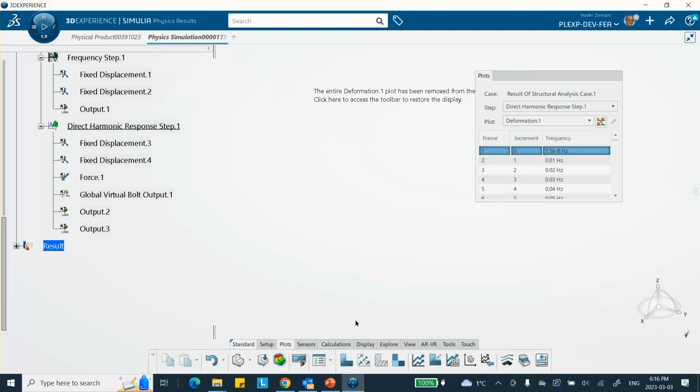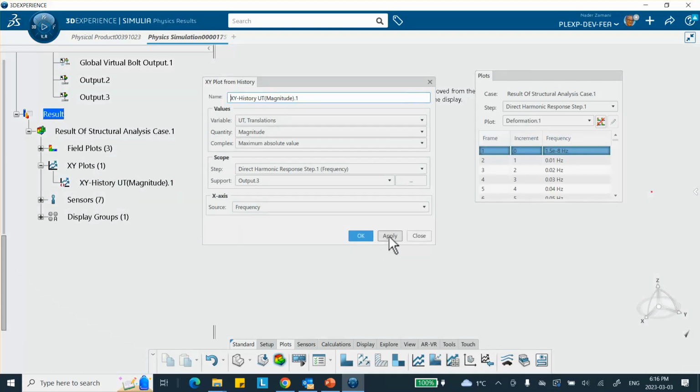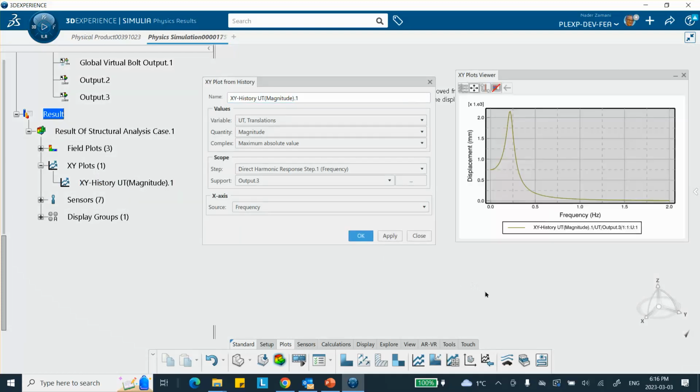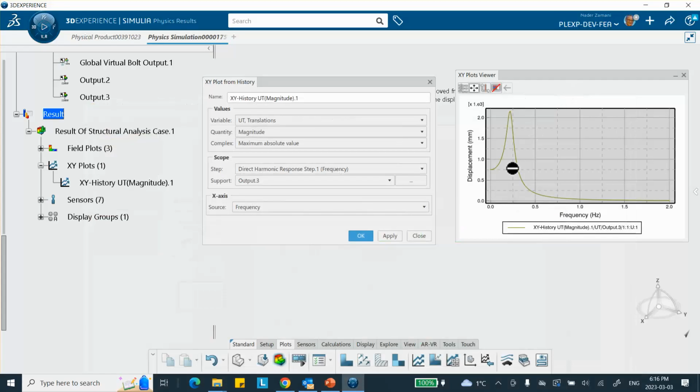Okay, I'm going to close this. I'm going to go to my results here. This is the XY plot that I created. Double click on it and apply. And there we are. In fact, if you look at it, the peak is at 0.225 hertz, okay? And it matches about 2 millimeters, because this is in units of millimeters, so it matches 2 point something. This is in meters. What I have here is in millimeters.